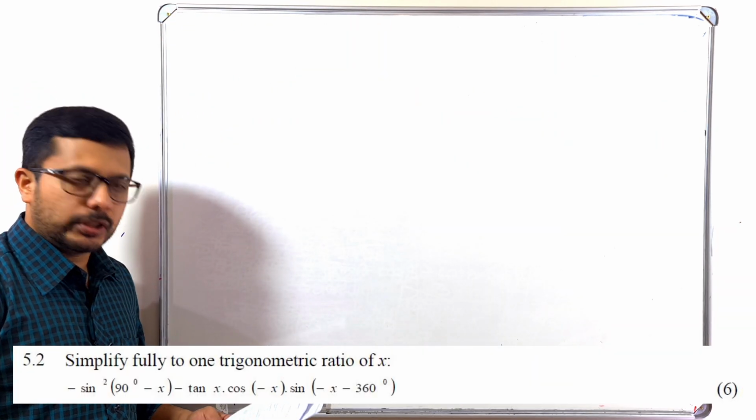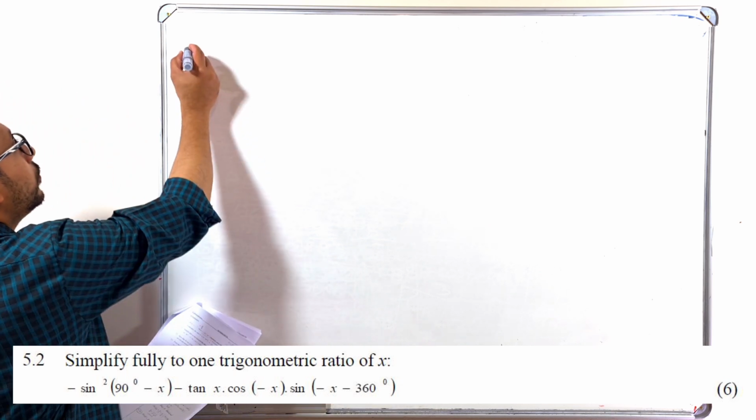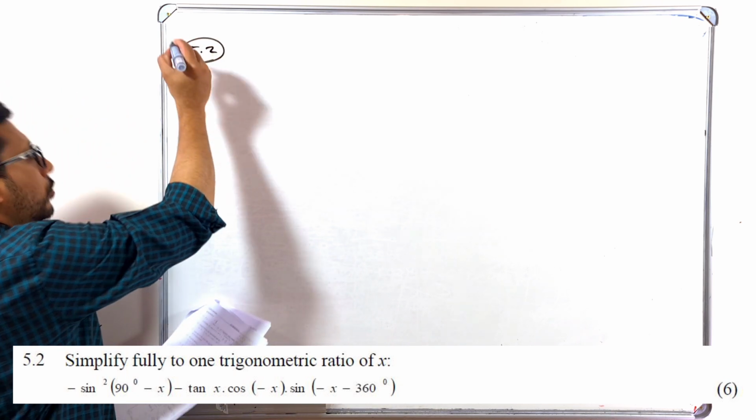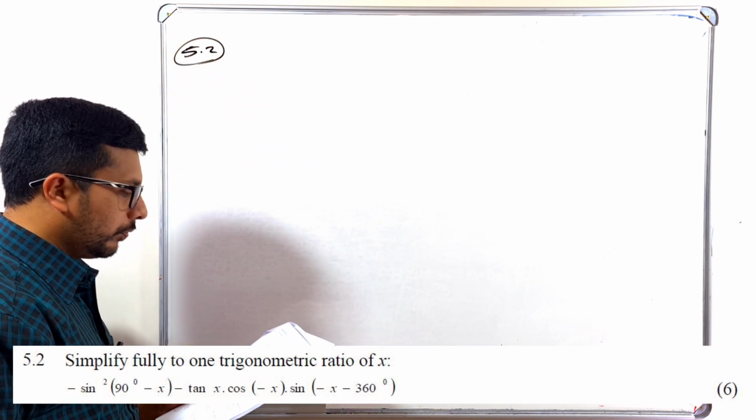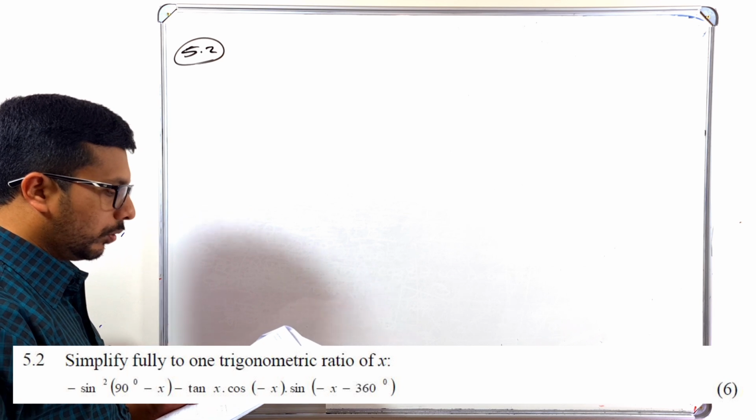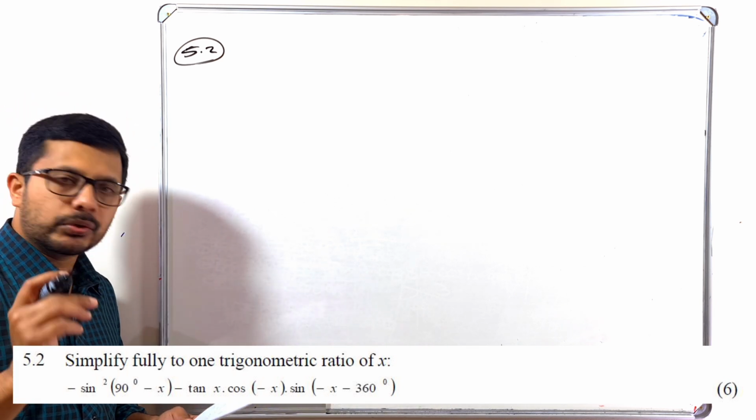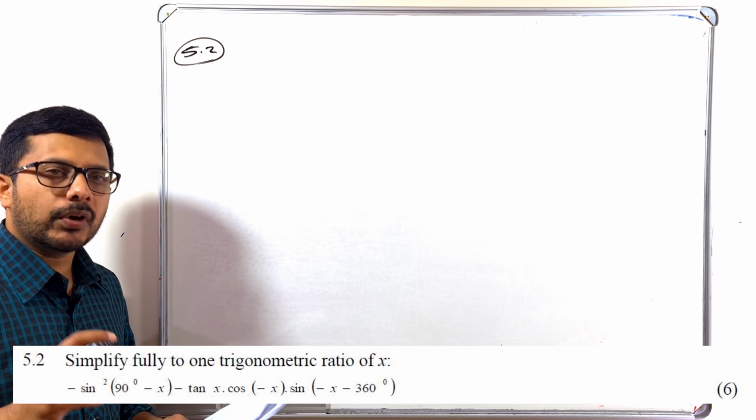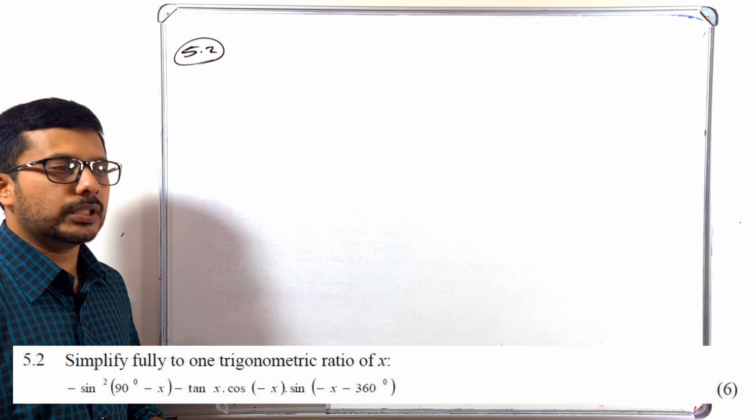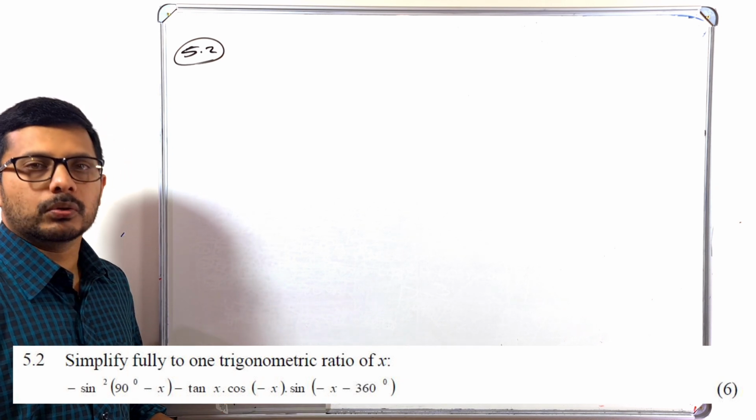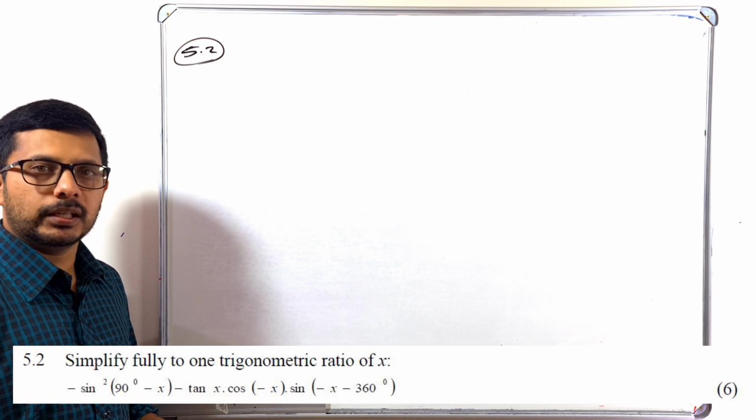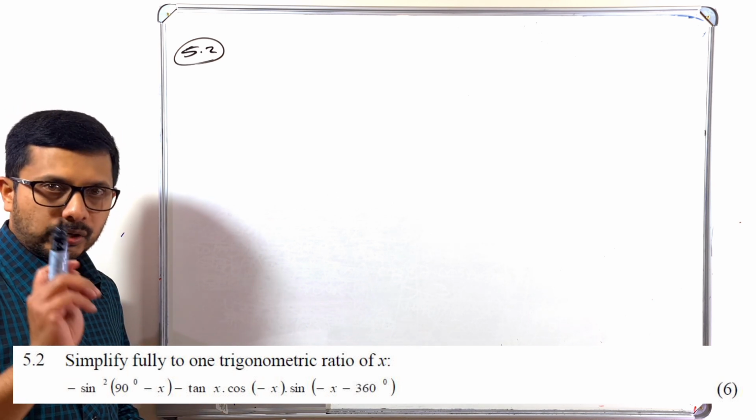Now let's go to the next question, question number 5.2. What is that question? Simplify fully to one trigonometric ratio of x. That means they want only sine, only cos, or only tan in the answer. So you have to simplify to one trigonometric ratio.